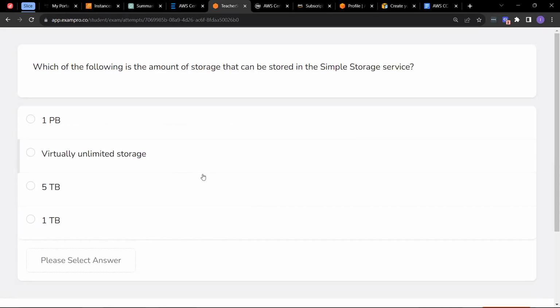Which of the following is the amount of storage that can be stored in the Simple Storage Service? Bridget has gone to sleep or what? I'm not seeing her answers again. She answered the first few questions and then that was it. Unlimited. Maybe she's tired. Which amount of storage can be stored in a Simple Storage Service? Okay, yes, virtually unlimited. That's true.